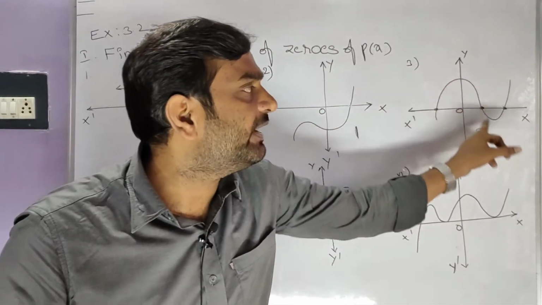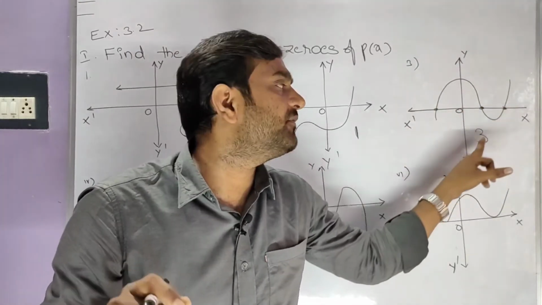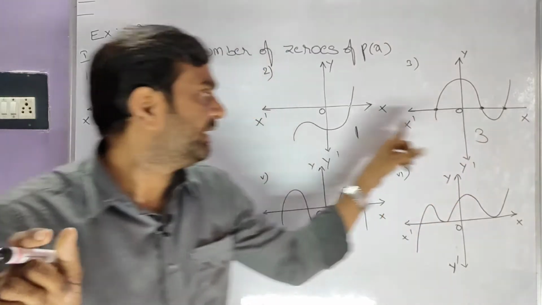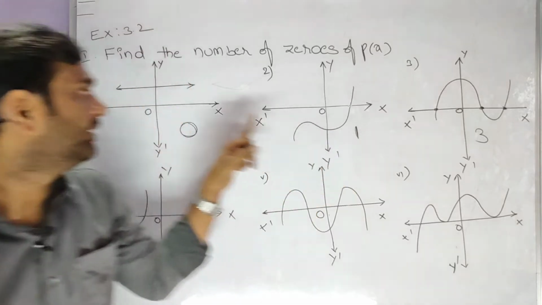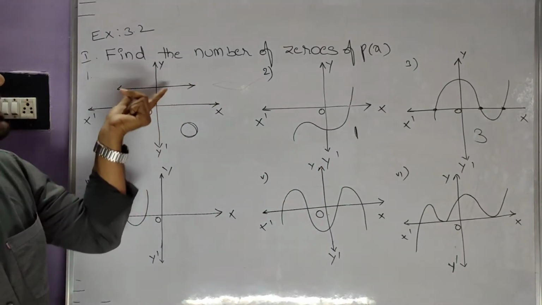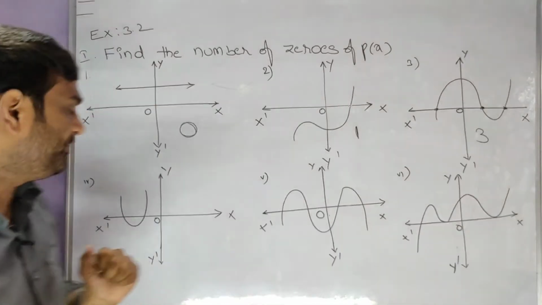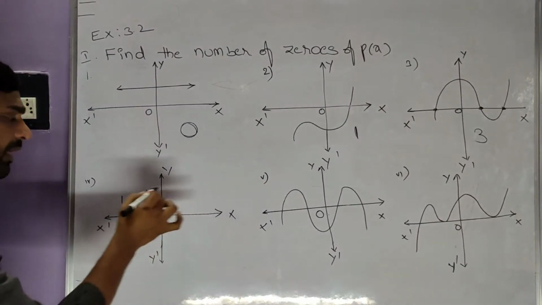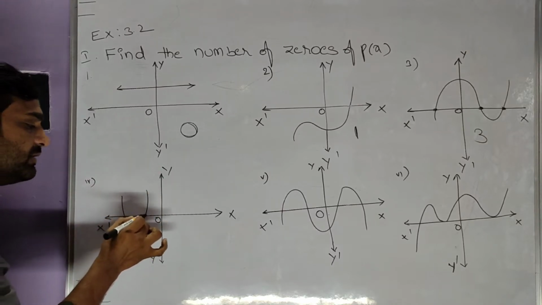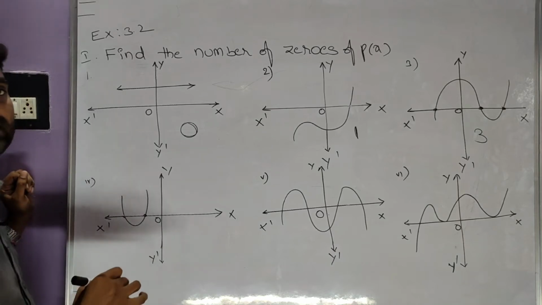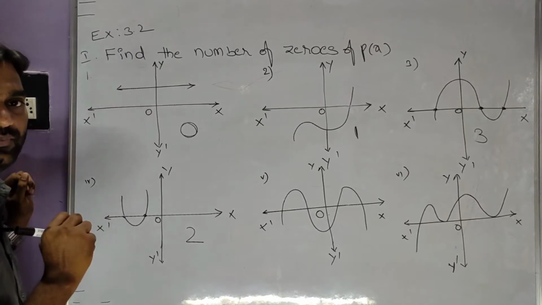Here this curve intersects the x-axis at 3 points, so the number of zeros is 3. Here it cuts at 1 point, so the number of zeros is 1. In this case, it's just parallel to the x-axis and does not intersect anywhere, so the number of zeros is 0. Here this parabola intersects the x-axis at 2 points, so the number of zeros is 2.